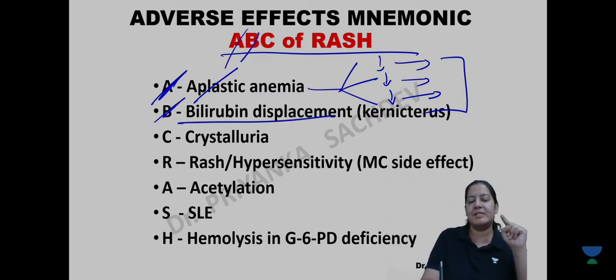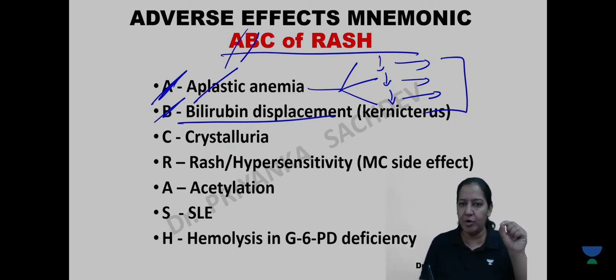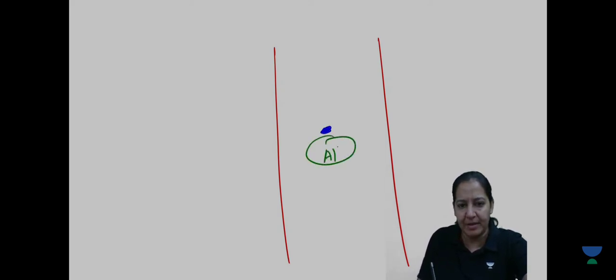B stands for bilirubin displacement. Normally in the blood, bilirubin is bound with the albumin, right? Bilirubin is bound with the albumin, and they have more affinity for the albumin. So this is the blood vessel of a person inside which normally bilirubin is present. Let me draw the bilirubin molecule. This is bilirubin. Bilirubin is present on albumin. This is albumin, the albumin protein. Bilirubin is normally present on albumin.